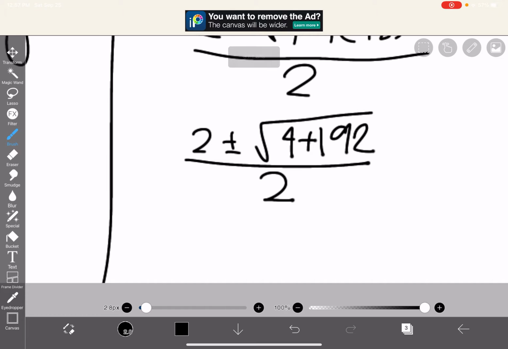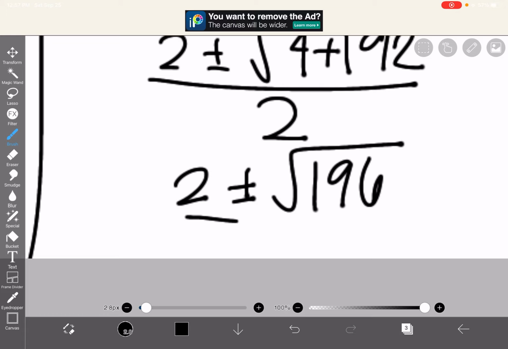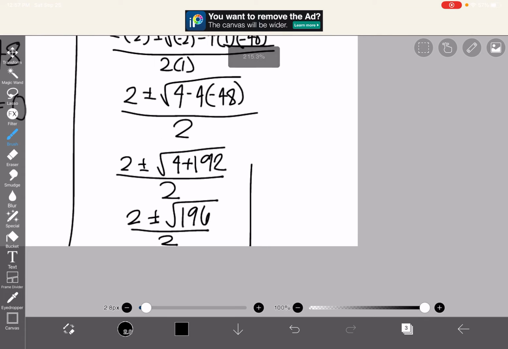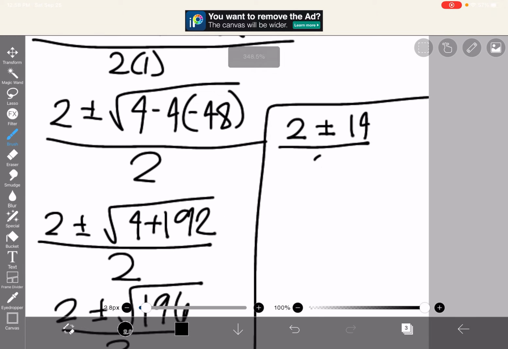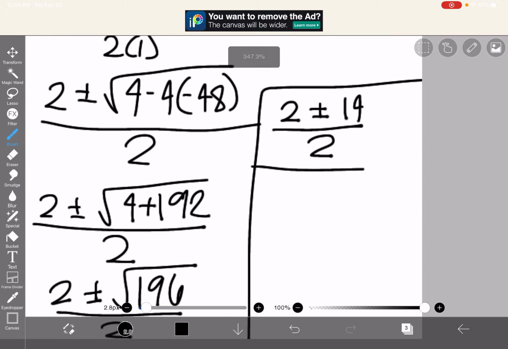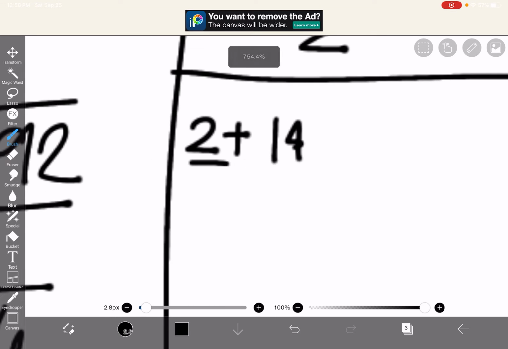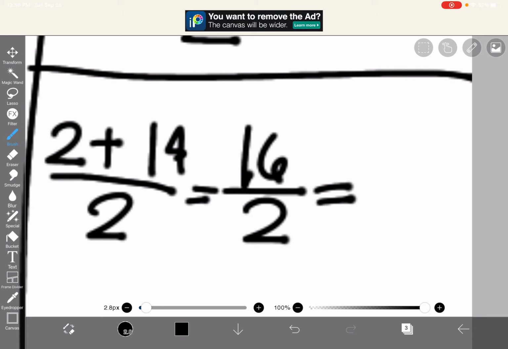Now, let's add them. 4 plus 192 is 196. Then we'll find the square root. And what do you think the square root of 196 is? Yep, you're right. It's 14. So we have 2 plus or minus 14 over 2. Next, we'll be adding, since it's plus or minus, so 2 plus 14, 16 over 2. Let's divide. 16 over 2 is 8.